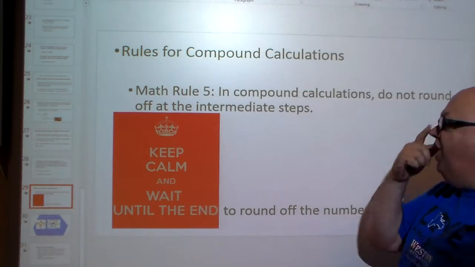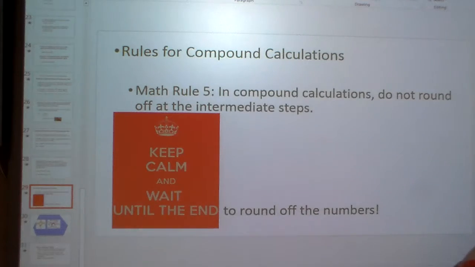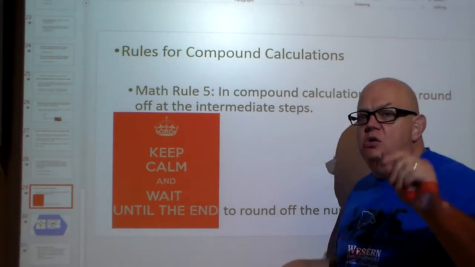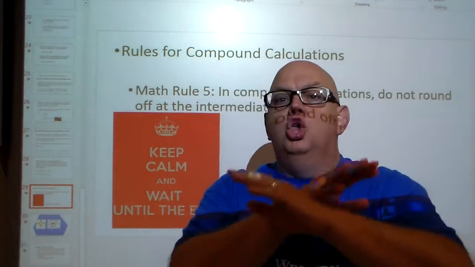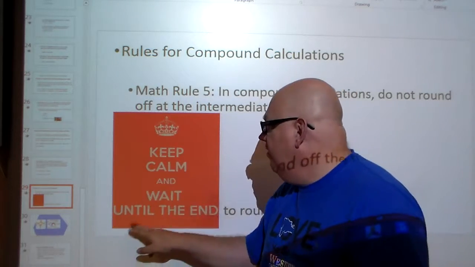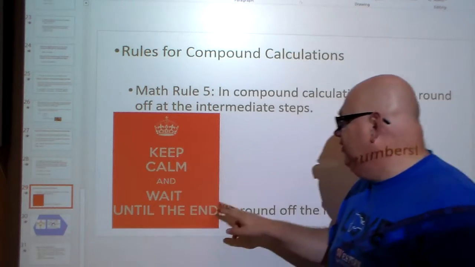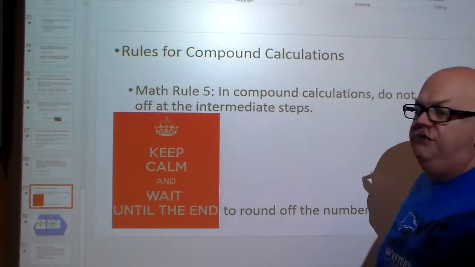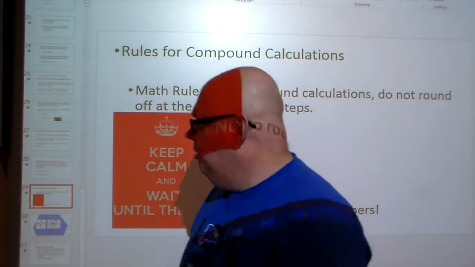So math rule 5, in compound calculations, you do not round off at the intermediate steps. In other words, you wait until the end. Keep calm and wait until the end to round off the number. That's a pretty important thing.